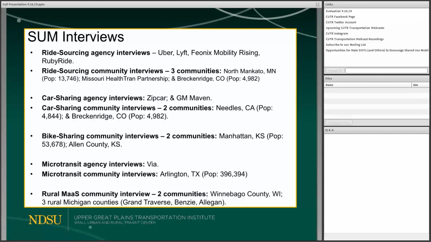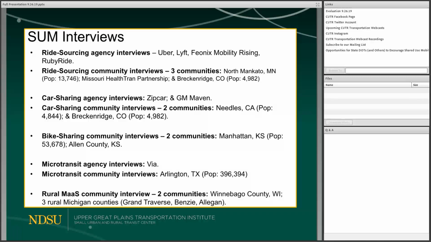Well, one of our major research tasks is conducting shared use mobility interviews, and interviews were conducted with shared use mobility providers as well as rural community contacts that are implementing some sort of rural shared use mobility implementations. Interviews were conducted primarily to better understand the applicability of various shared use mobility practices in rural communities by learning from the initial implementations, as well as seeking input from successful rural implementations and how they could be applicable to other communities. And interviews were conducted for various shared use mobility categories, like the ones listed here: ride sourcing, car sharing, bike sharing, microtransit, and mobility as a service.